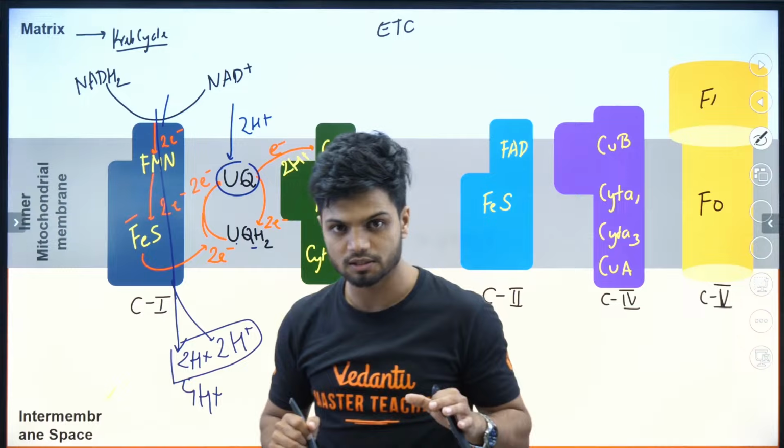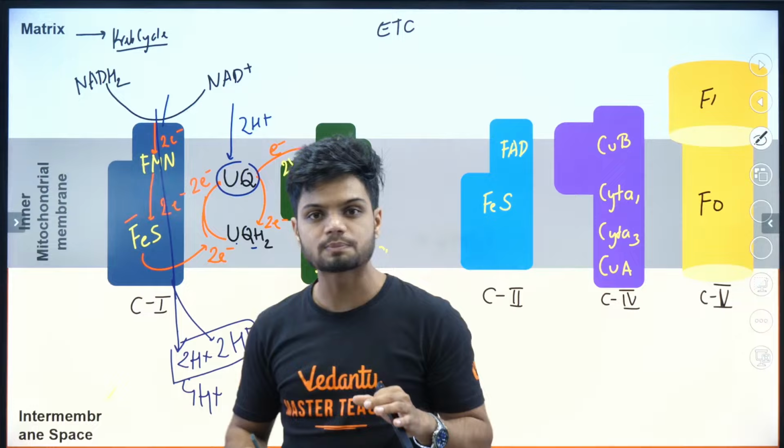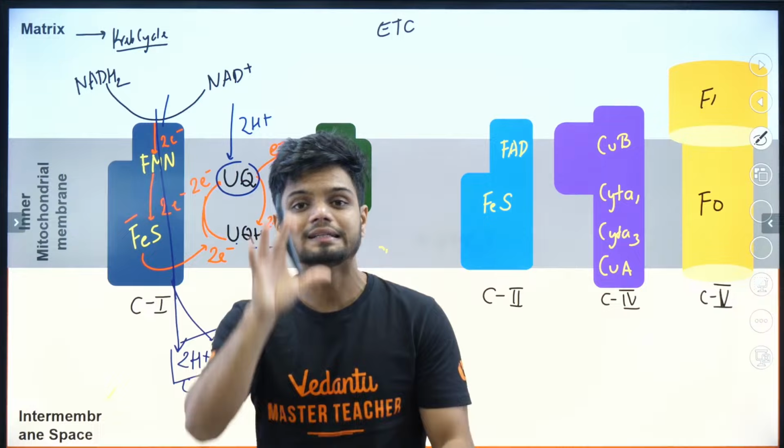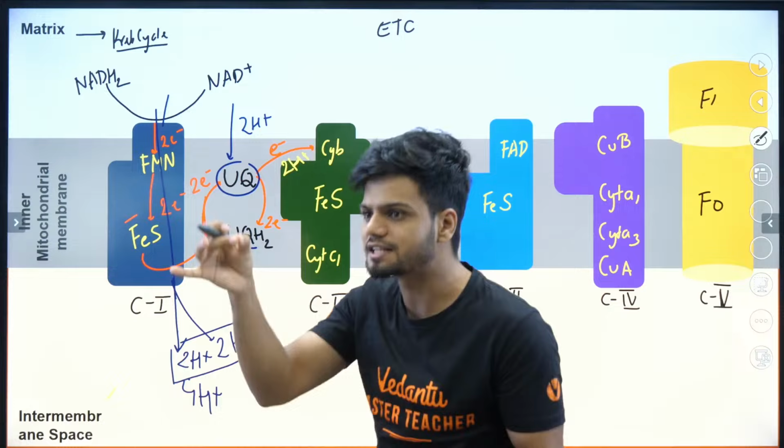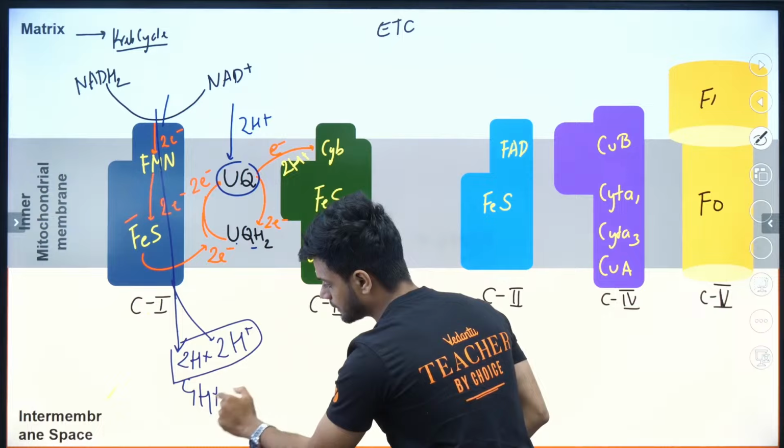What about these two protons? These two protons are sent to the intermembrane space by the complex itself. The NADH dehydrogenase takes up two protons from the matrix and sends them to your intermembrane space. That is what the complex is doing. So in total we have the 4H plus here.